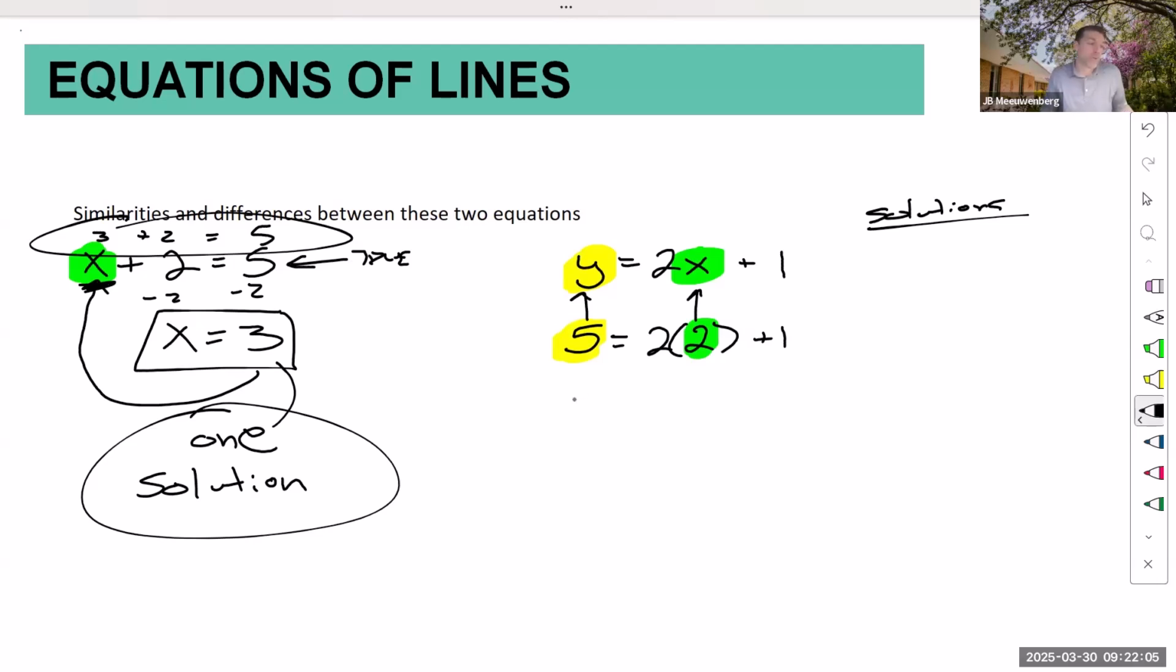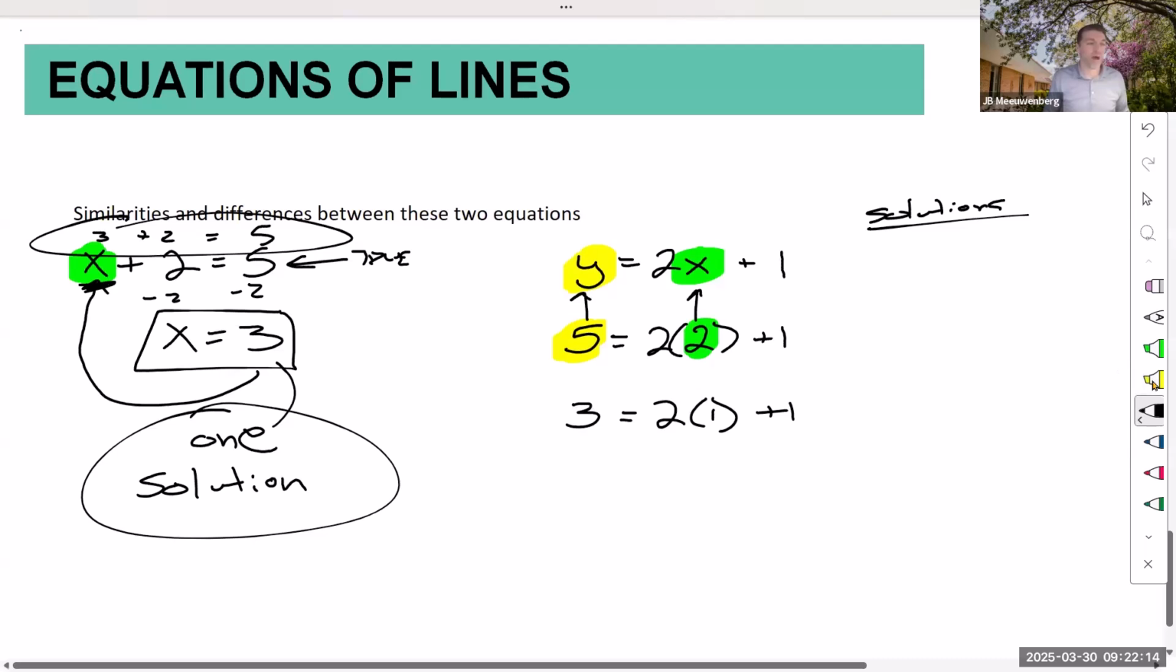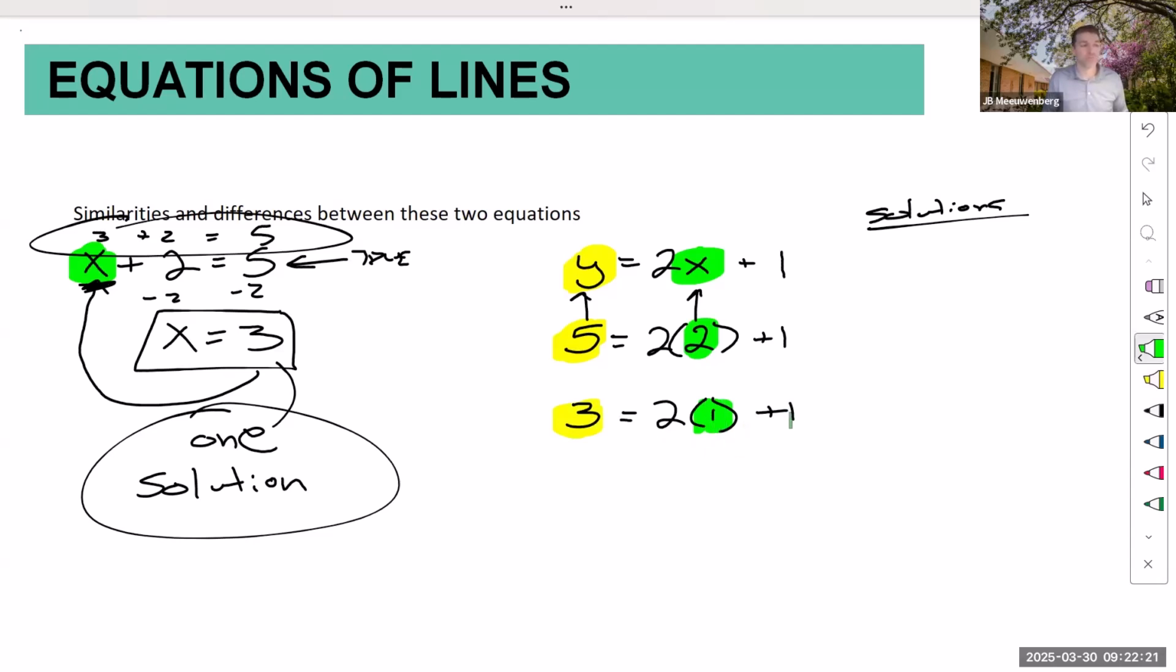Maybe you came up with this. Maybe you came up with 3 for y and 1 for x. 2 times 1 is 2, plus 1 is 3. Maybe you came up with this. 7 is equal to 2 times 3 plus 1. Again, if the x is 3, then 2 times 3 is 6, plus 1 is 7.